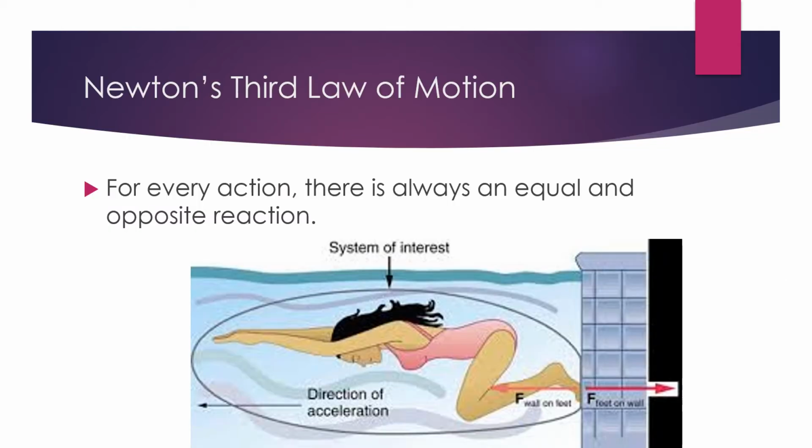Newton's third law of motion says that for every action, there's always an equal and opposite reaction. In terms of words, it's the simplest one to remember, but it's actually very complicated. When you think of the words action and reaction, you should think about forces. For every action force, there's always an equal and opposite reaction force.